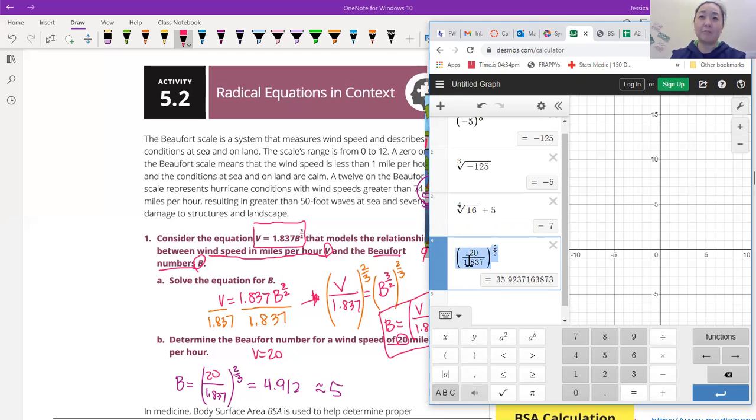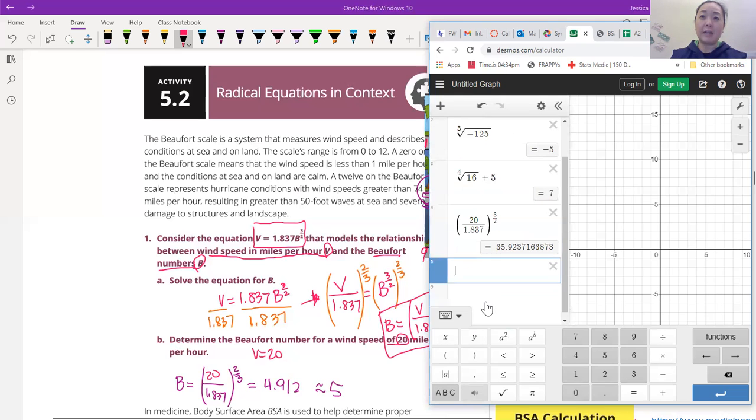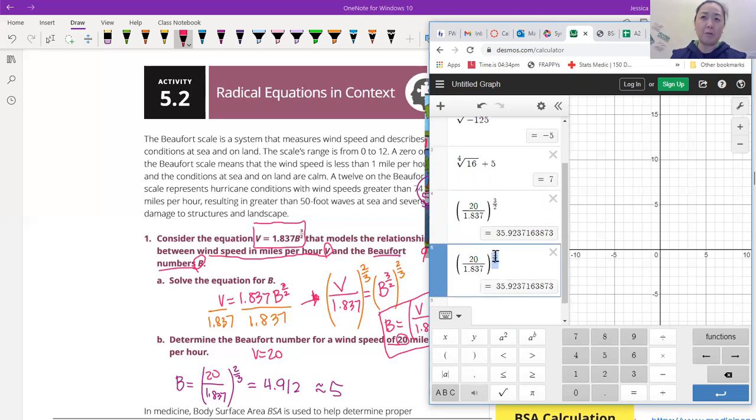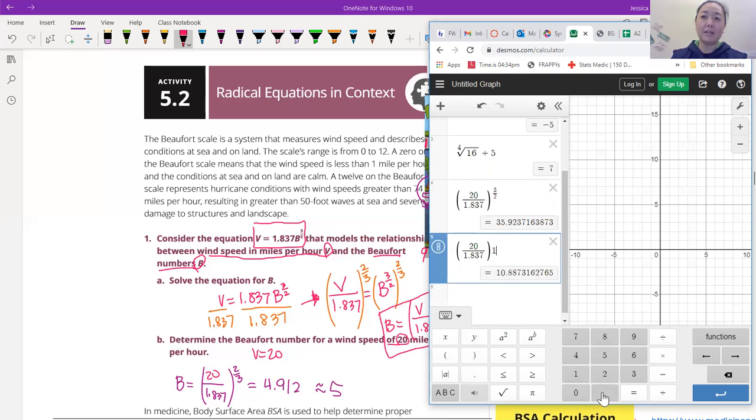Either way is okay. Here's my proof to you, and some of you may not have known that you can do that. You're like, oh, you can just do that. Yeah, you can do that. Most people will say, oh, that makes sense, I should probably put that as a power of 1.5. There we go. See, same answer.